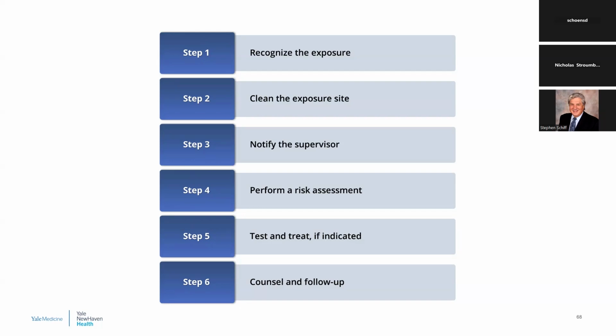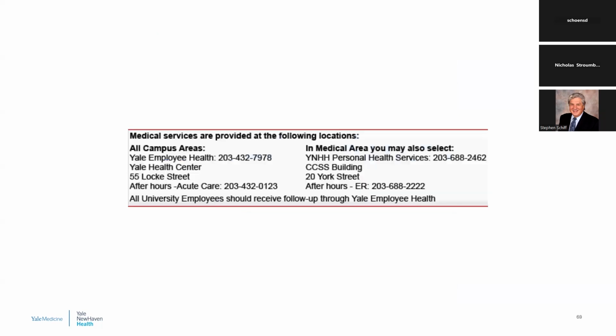Then we perform a risk assessment. That's our job. We assess what that patient had, whether we know about it or not, and whether we can order labs on that source patient. Do you need post-exposure prophylaxis? If so, we treat you, then we counsel you and see you in follow-up. We'll get you plugged in with occupational health. There is Occ Health here at Yale, I believe the Yale Employee Health Center. There's an after hours number, and an ER number, 203-688-2222.